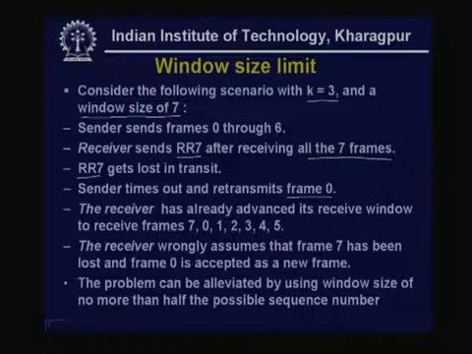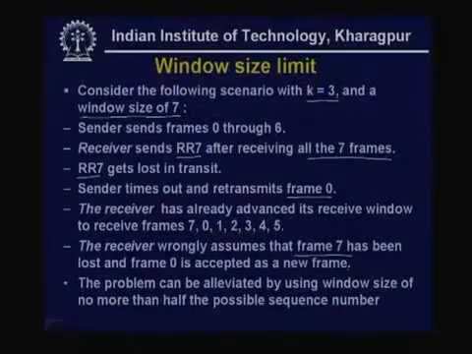So, the receiver wrongly assumes that frame 7 has been lost and frame 0 is accepted as a new frame. Instead of an old frame, it is received as a new frame. So, we see the problem arises here. This problem can again be alleviated by choosing a limited window size, and in this case the possible window size should be no more than half the possible sequence numbers.